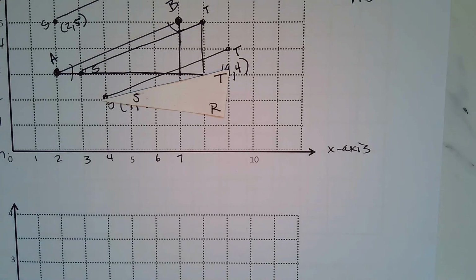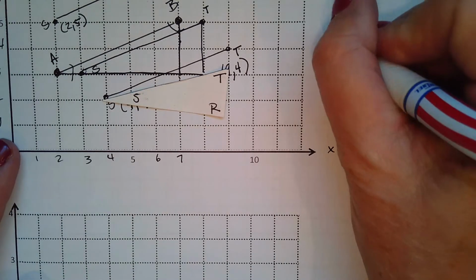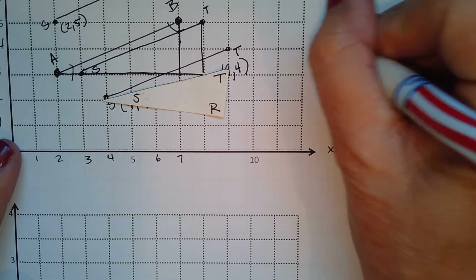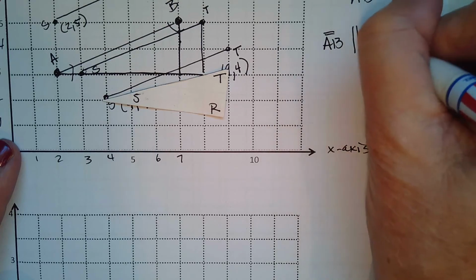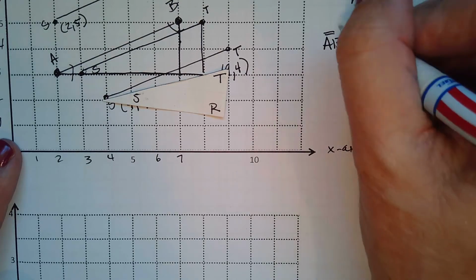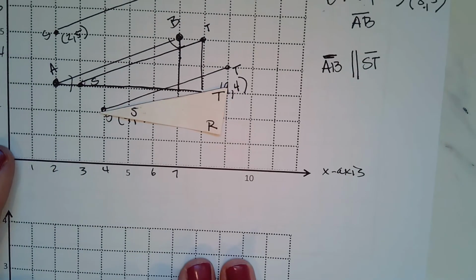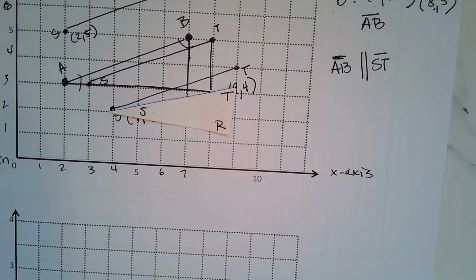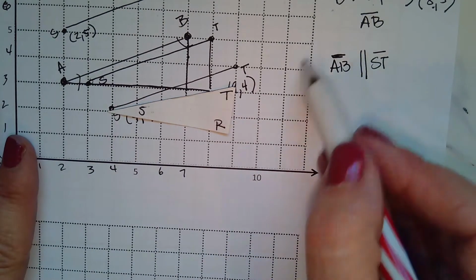All right. So AB and ST are parallel, and you could say AB is parallel to ST. It's just one line. That's how you signify that something is parallel, this is how you document that.